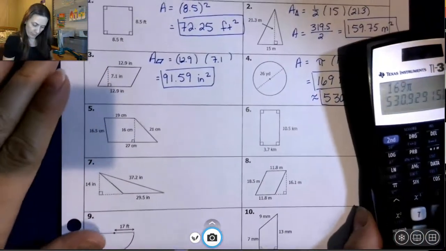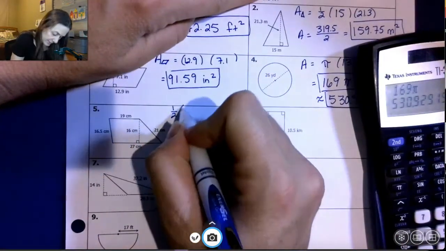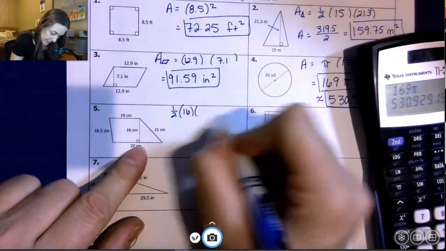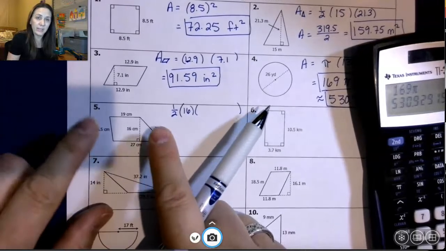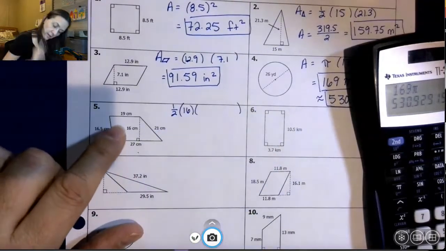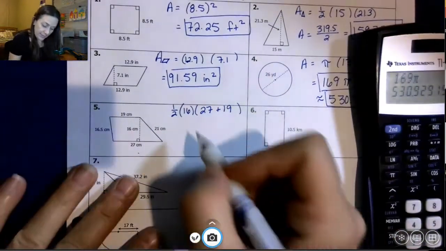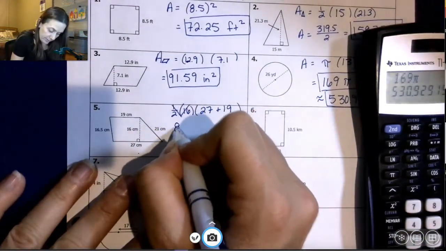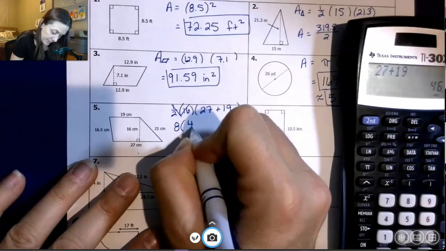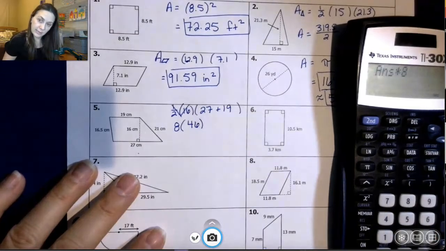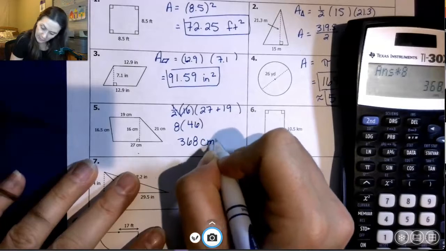Okay, down here we have a trapezoid. Area of a trapezoid is going to be 1/2 the height, which happens to be 16, times the sum of the two bases. So these other two numbers are just extra information. We don't really need those in this problem. We're going to add 27, the bottom base, plus 19, the top base. I can take half of 16 right away. I always like when I can do that. So I get 8. 27 plus 19 is 46 times 8. And we get 368 centimeters squared.